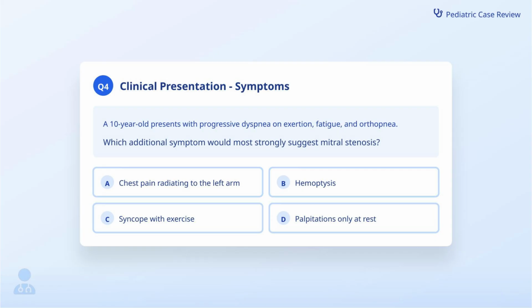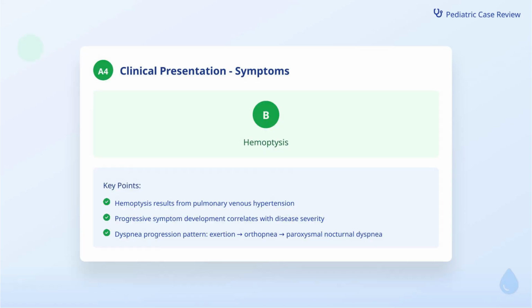A 10-year-old presents with progressive dyspnea on exertion, fatigue, and orthopnea. Which additional symptom would most strongly suggest mitral stenosis? Option A, chest pain radiating to the left arm. Option B, hemoptysis. Option C, syncope with exercise. Option D, palpitations only at rest. Consider the pathophysiological mechanisms of mitral stenosis and how they might manifest as specific symptoms. The correct answer is B, hemoptysis.